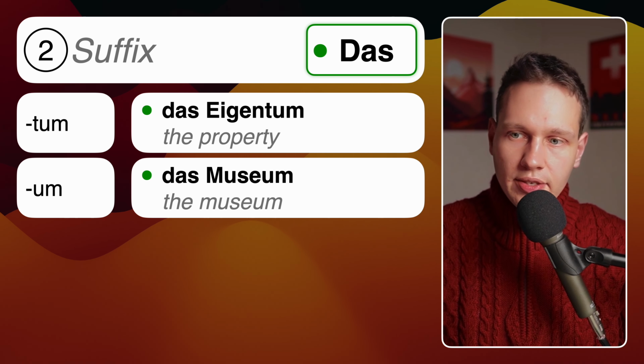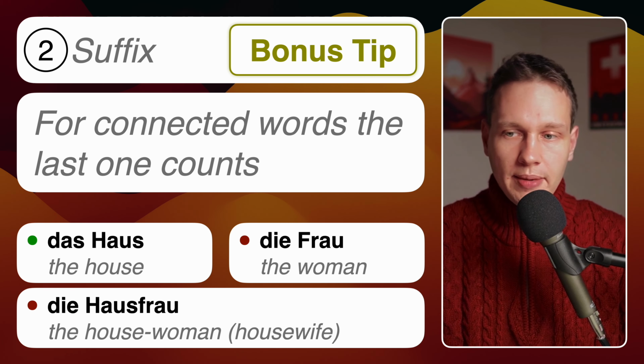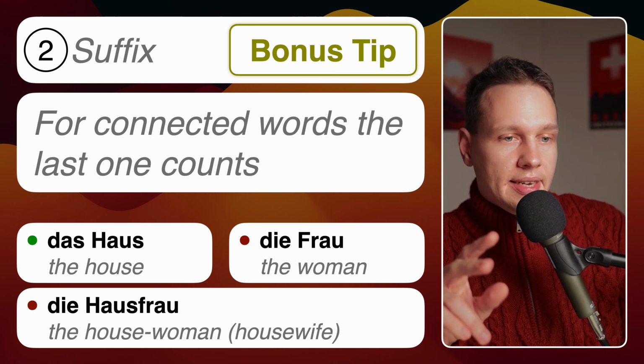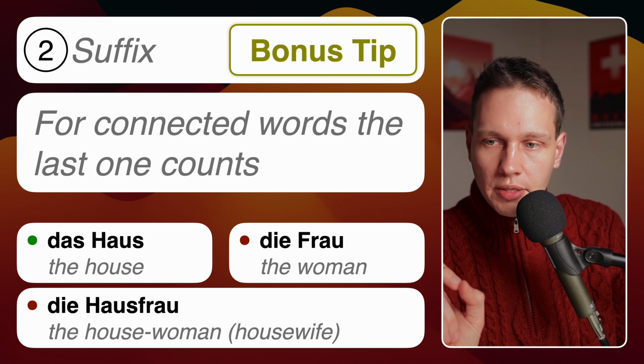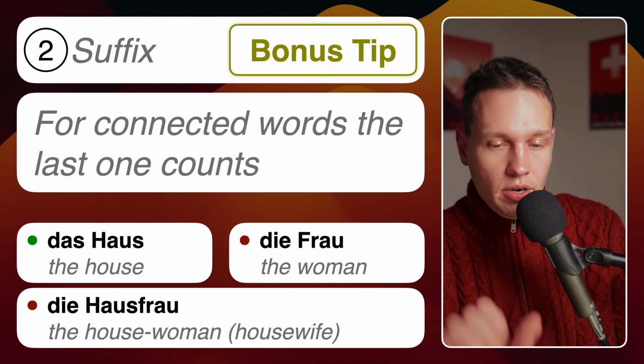All right, and these were a lot of suffixes. So let me give you a bonus tip. It's kind of similar to what I mentioned in the tip with chen. And that tip is that always the last part of a word counts. That's the syllable, but that's also true for a combined word.